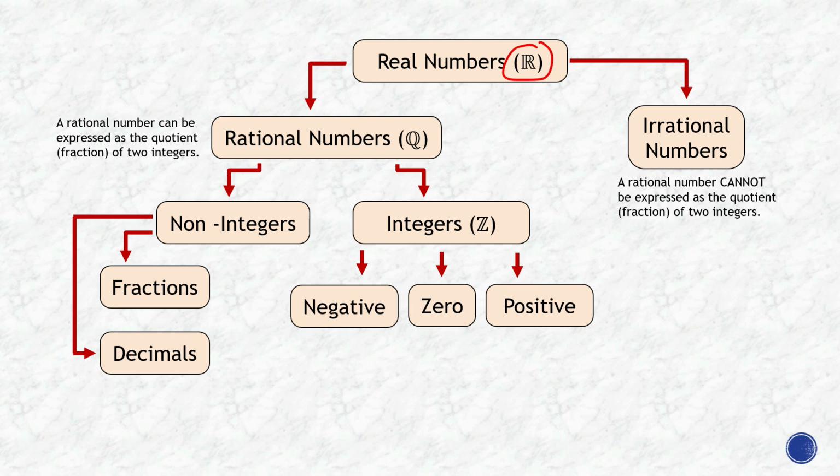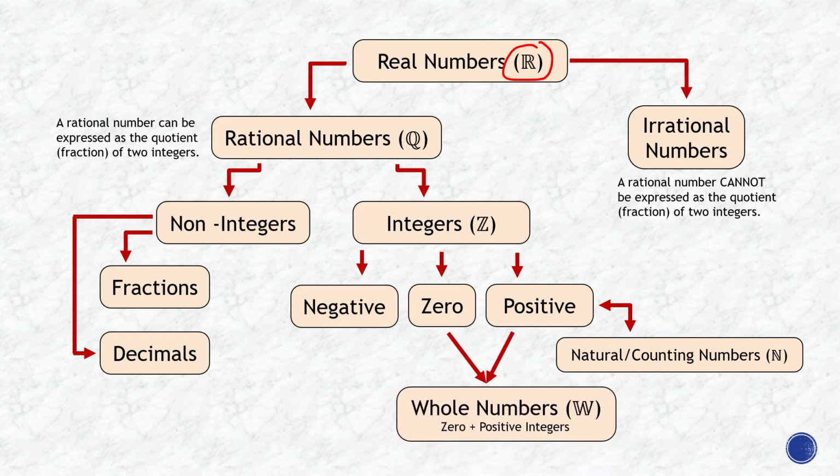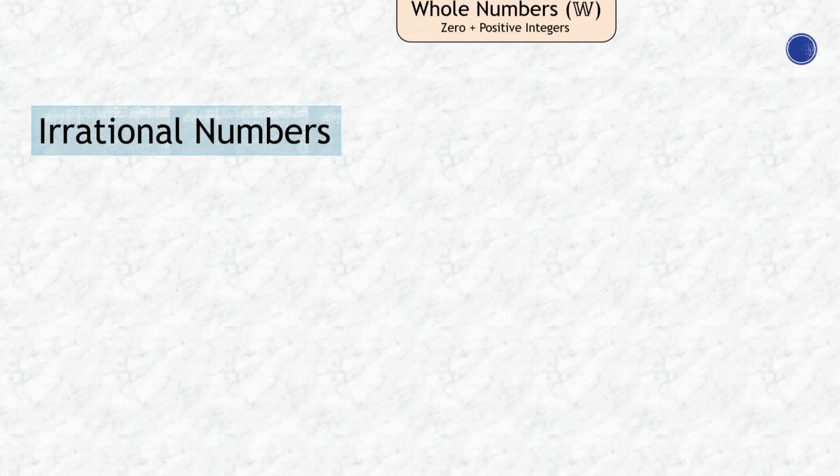All right. Now, positive integers are also called counting numbers or natural numbers. The reason behind that is because when we count, we start with 1, right? 1, 2, 3, 4, 5, etc. We don't start with 0. If we add 0 and the positive integers, that is what we call whole numbers.